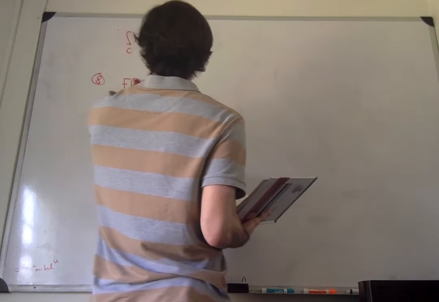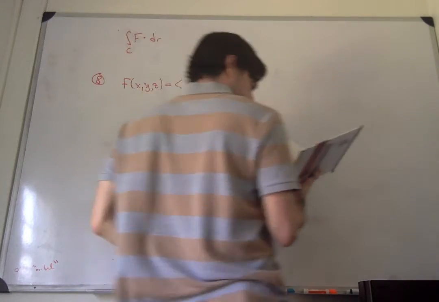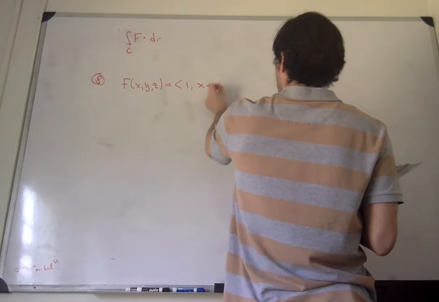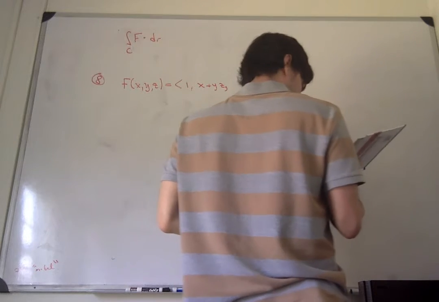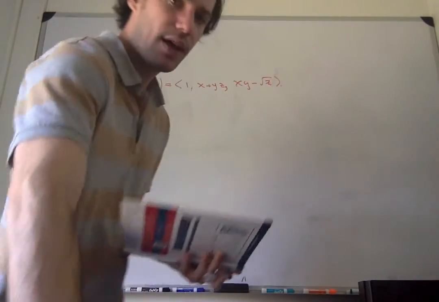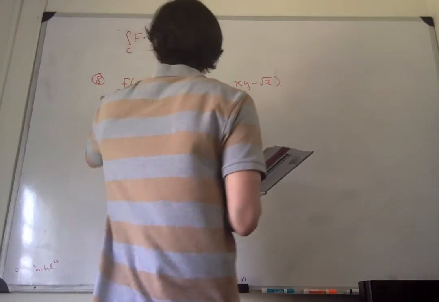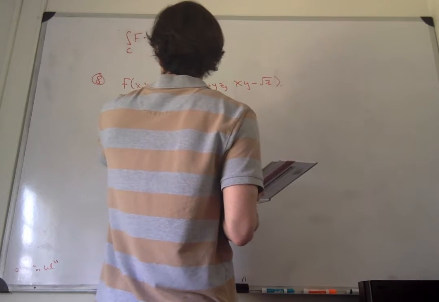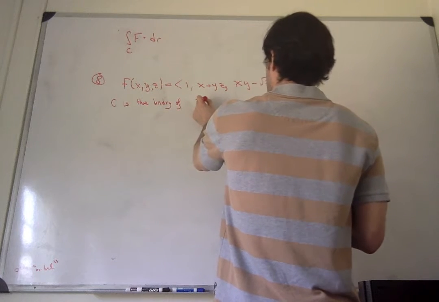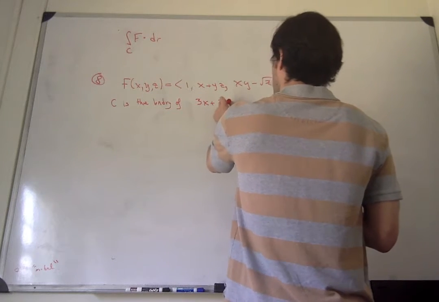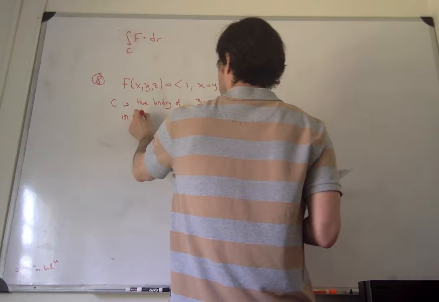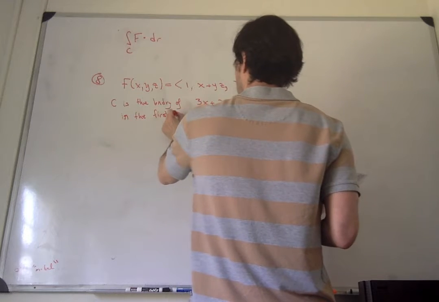So f is going to equal 1 plus x, x plus yz, xy minus z squared, and C is the boundary of 3x plus 2y plus z equals 1 in the first octant.